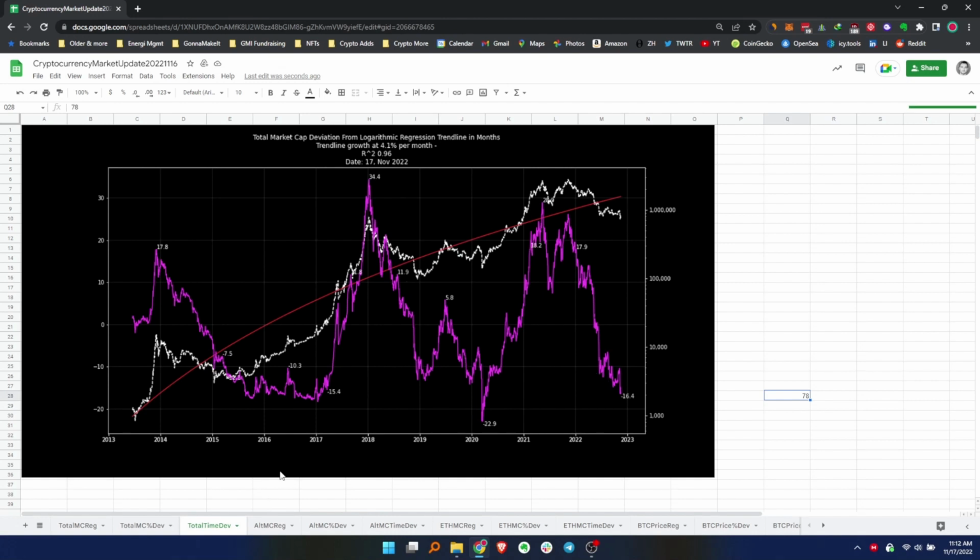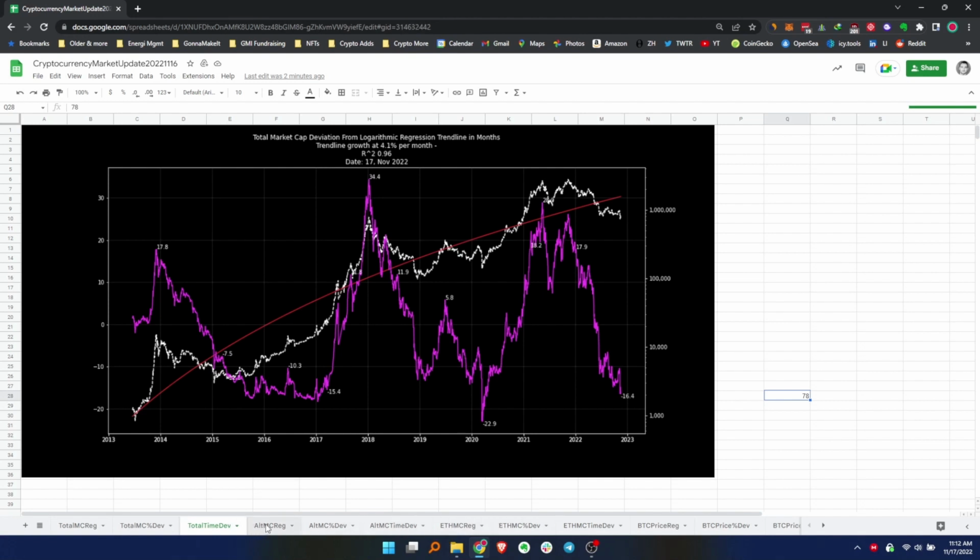So here you can see in 2017, again, that peak, we were 34 months, almost 3 years overvalued. And then back in those COVID crash lows in 2020, we were very undervalued, 22 months undervalued. Of course, that was during a crash. Here we are right now, pretty undervalued. But some of these other charts are very interesting as you see how they are with the different asset classes, whether altcoins or Ethereum or whatnot.